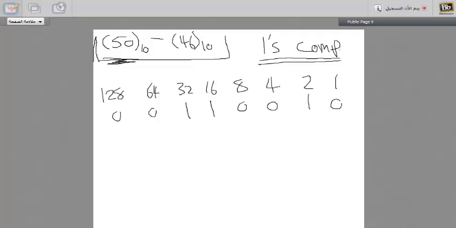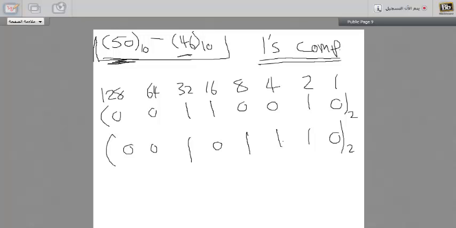So this is 50. Now we need to convert the next number as well using the same method. What do you need for 46? Obviously we need 32, and we need 8, that's 40, and we need 4 and 2. So 32 and 8, that's 40, 44, 46. The rest will go zeros, and we have ourselves 46.